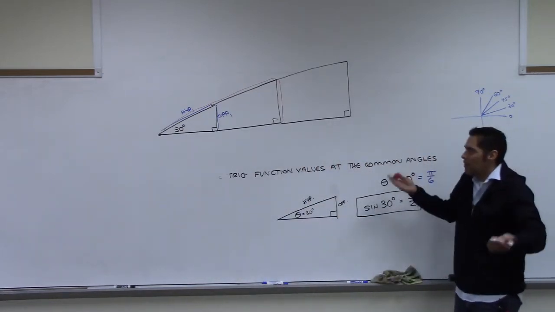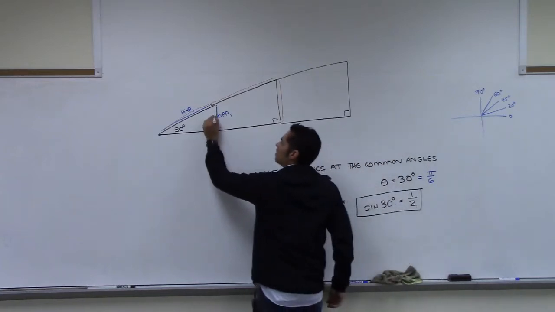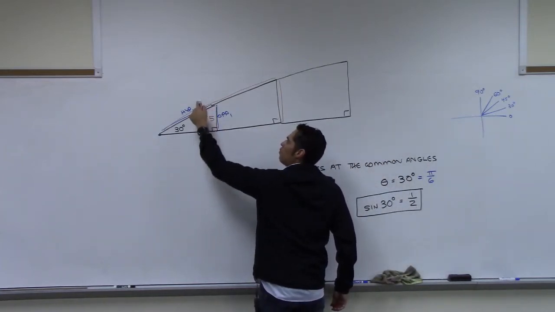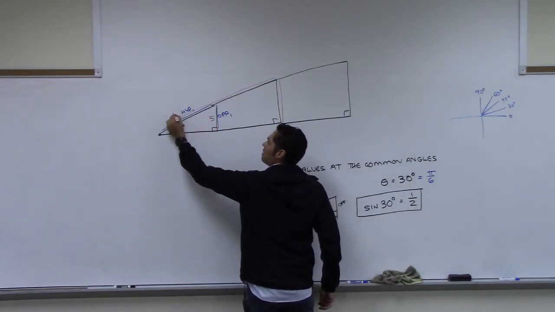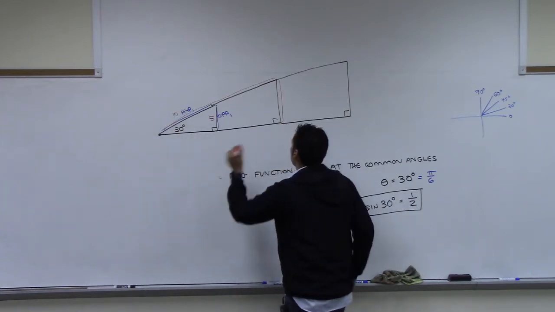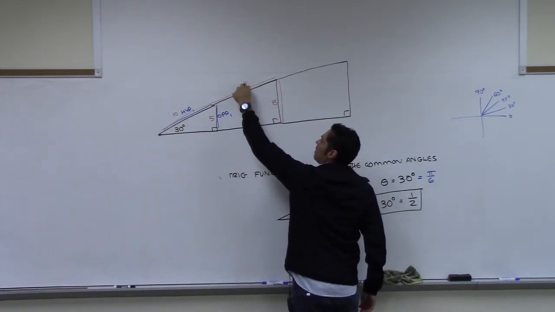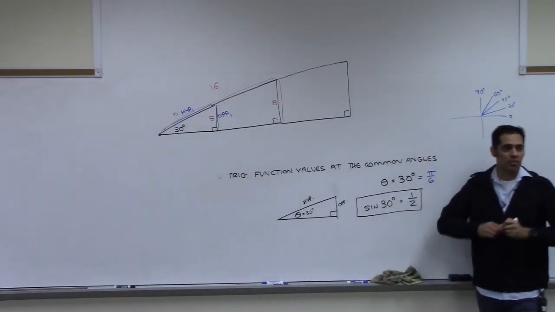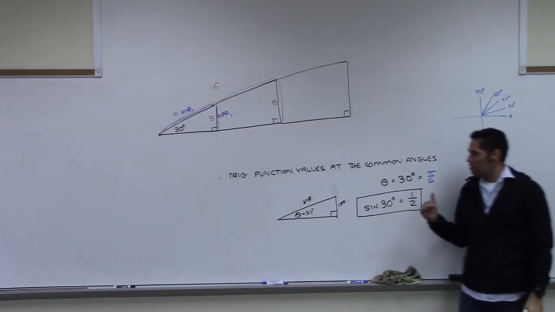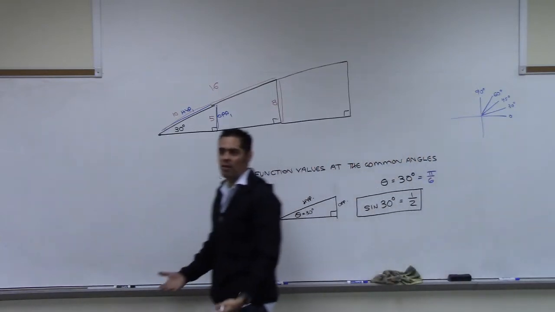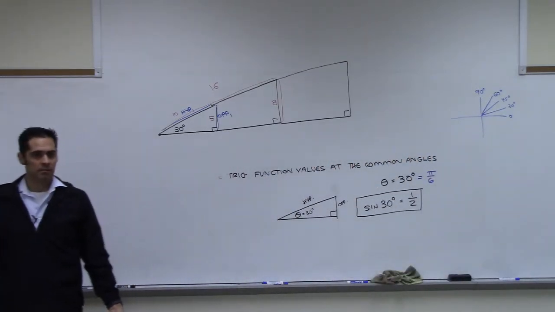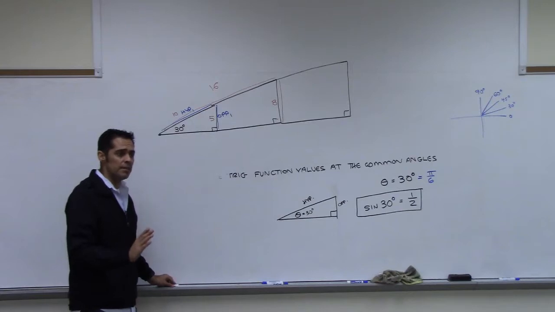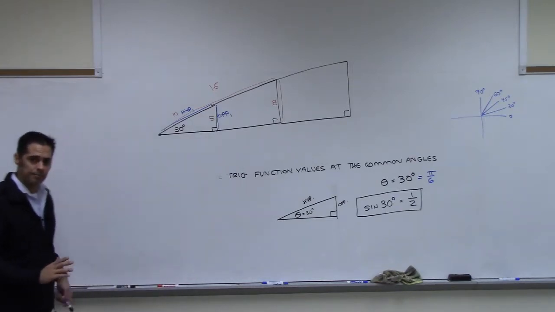Which means, if I were just throwing some numbers in here, this could be 5, and that would have to be what then? This would have to be 10, right? Or if this was 8, this would have to be 16, right? No matter what, as long as it's 30 degrees, the ratio of opposite to hypotenuse is 1/2. You're going to have to take that on faith, but that's the way it is.